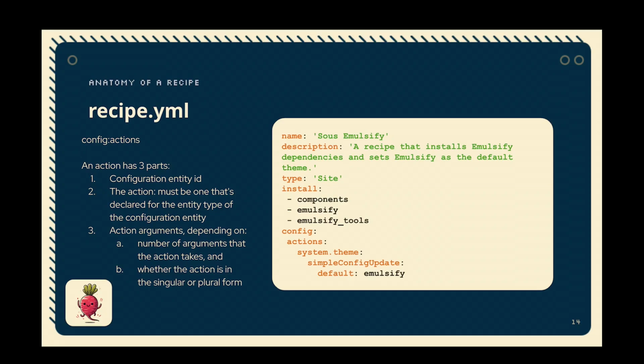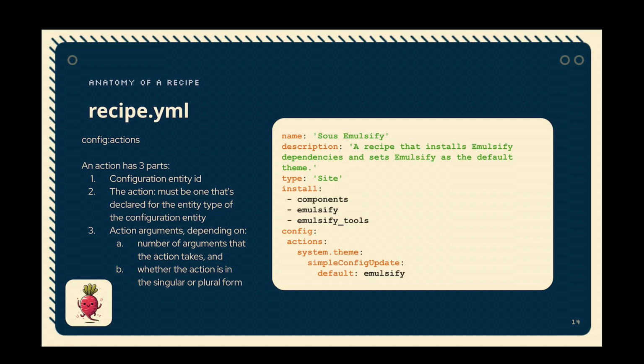I've heard people say that recipes are almost like the main course of Drupal Starshot, and to me, config actions are like the hot sauce that really make recipes exciting because there's so much flexibility that it goes well beyond the capabilities that we had before importing configuration through install profiles or modules.